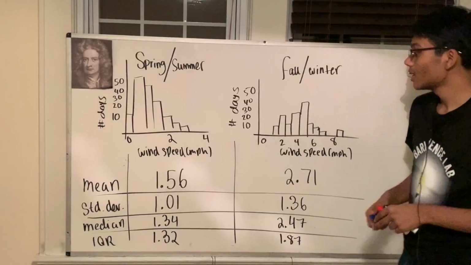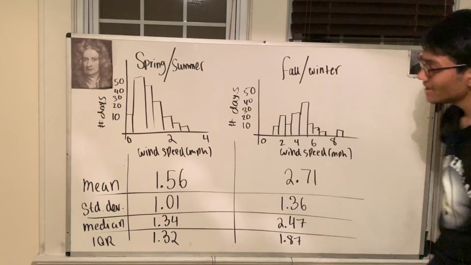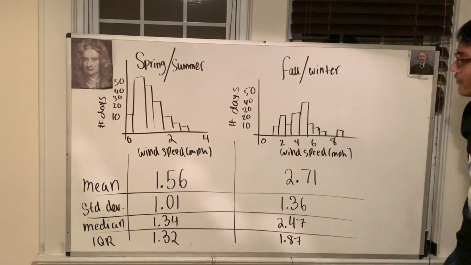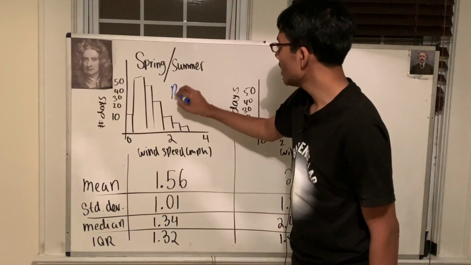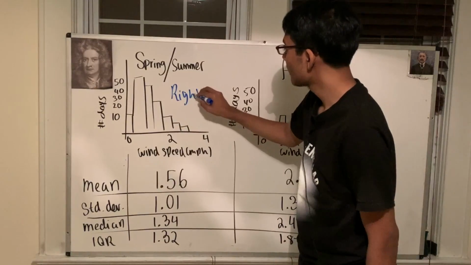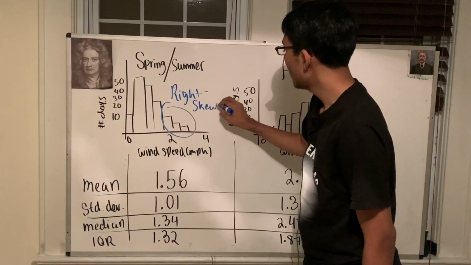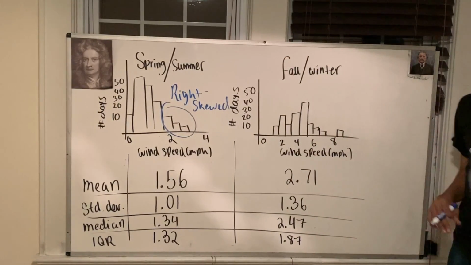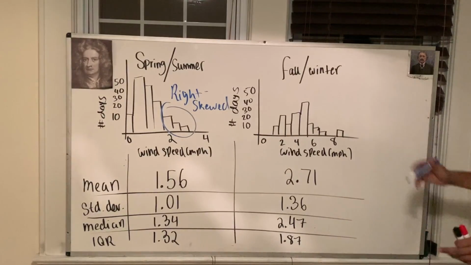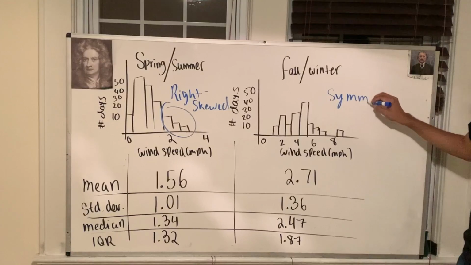So first and foremost, we see both histograms are unimodal. But we see that they're very different in terms of symmetry. You see that the spring and summer graph is very highly right skewed, right? Because of this tail right here, we have a highly right skewed asymmetrical distribution. On the other hand, the fall and winter graphs are approximately symmetrical, if you will.